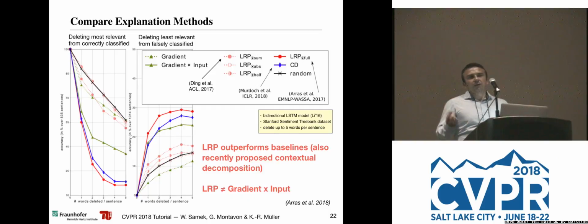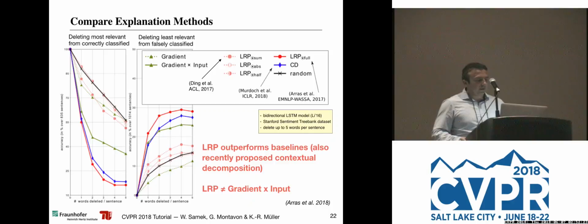And we also computed these word deleting experiments here, and we compared different methods. We compared just the gradient, so the sensitivity analysis. We compared gradient times input. We compared LRP by Arras et al., the method which we proposed in 2017. We compared another LRP variant which was proposed by Ding et al., also in 2017. And we compared a very recent approach of Murdoch, which he presented at ICLR this year. In his work, he didn't compare against our LRP technique, so we compared against him.